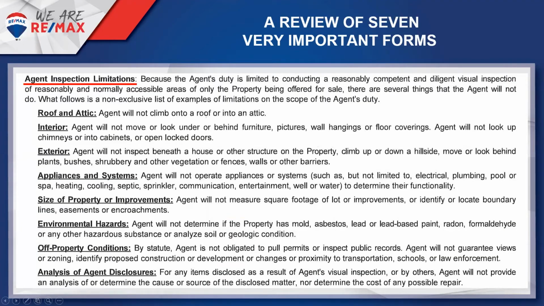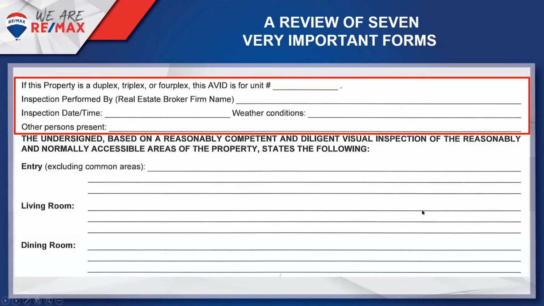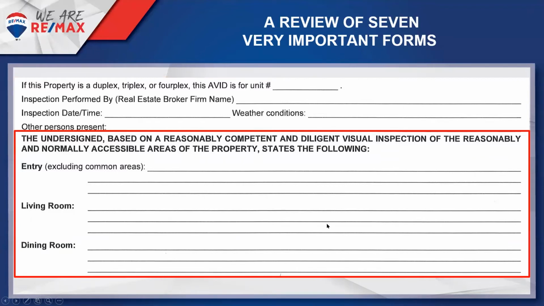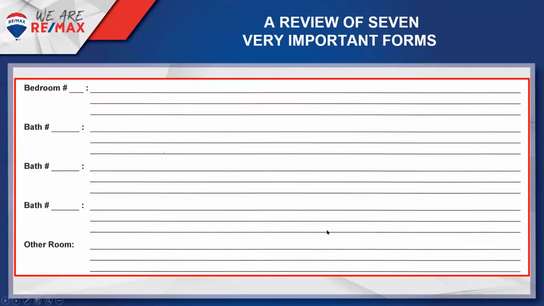Okay, this discusses the limitations on what you don't inspect, basically. Read through that if you have any questions. And then finally, there's another area where you can list the unit number if it's multiple properties, duplexes, triplexes, or fourplexes, and then who did the inspection, the firm, and then the agent, and the date and time, and the weather conditions, and anybody else who is present. Okay, then there's a place, and you're familiar with this, all these blanks where you can write down anything you observed.